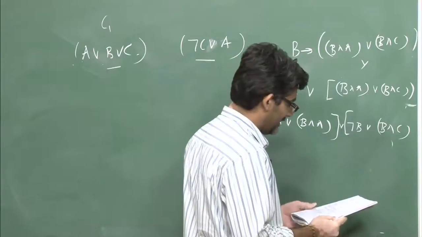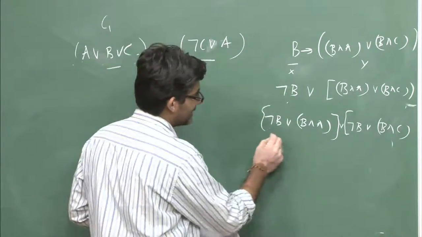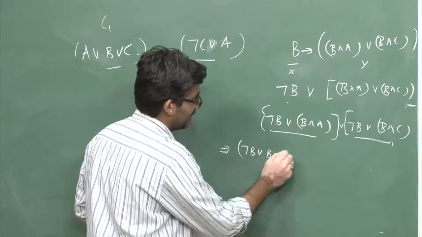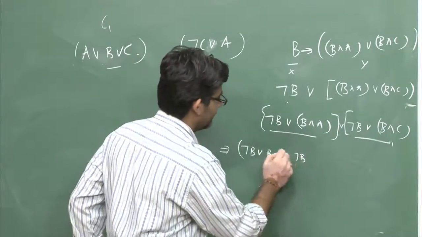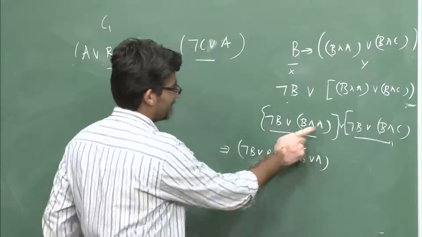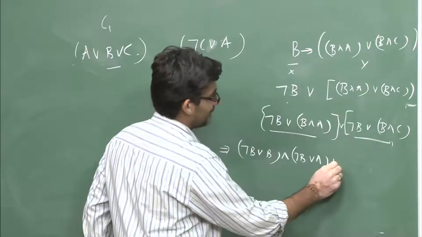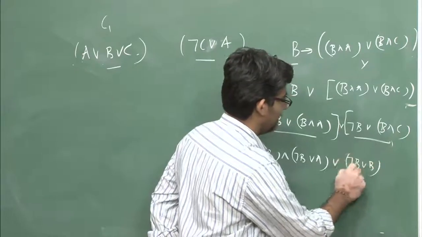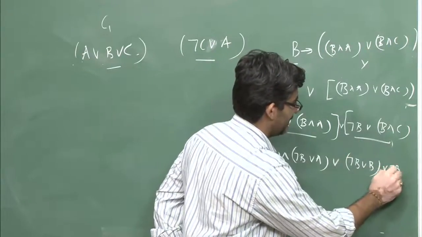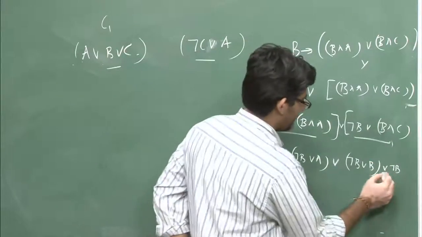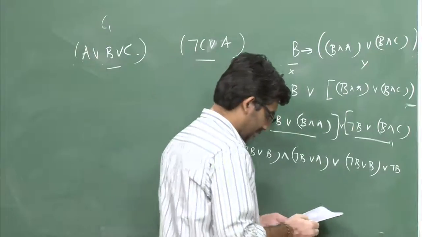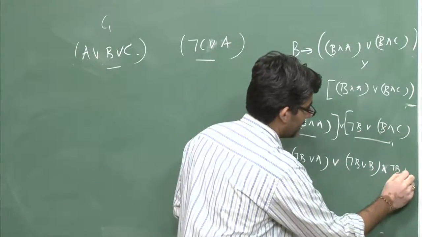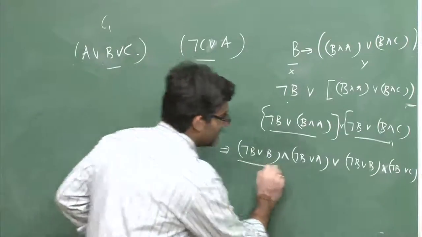So now these are the things which we have, and then we can further expand it in this way using the distributive law here. So now this will become not B or B, and not B or A. So this is the first one, if you apply the distributive law. Now the other one, that is not B or B, and not B or C. So this is the one which we have.